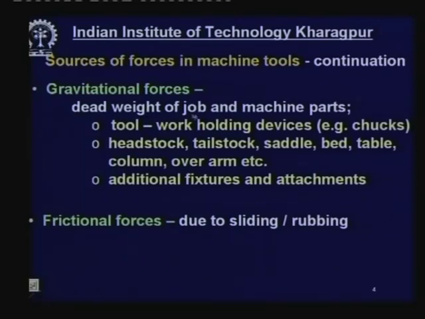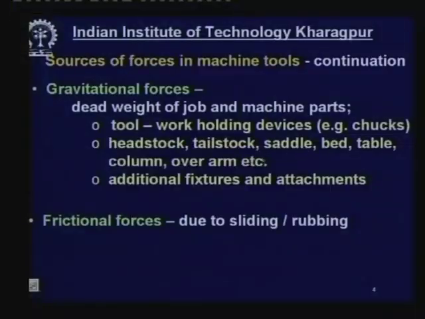Not only dead weight of the job, but dead weight of the machine parts, large machine parts like say tool work holding devices, for example, chucks, vices and so on, collets, headstock and tailstock itself. They are heavy and they rest on the table. So, the entire force acts on the table and through the table on the foundation and so on. So, these are to be considered.